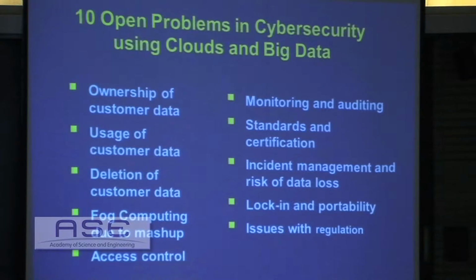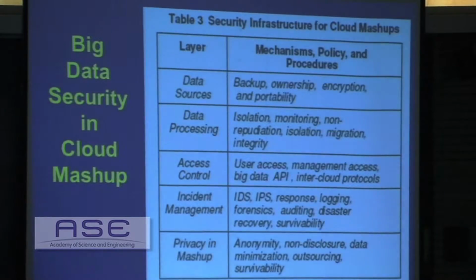Then I simply list about 10 most important open problems in using cloud, in using big data. I think many other speakers also mentioned this. I'm not going to go into detail due to limited time. And we do need a security infrastructure to cope with access control, processing control, incident management, and privacy control. All of these are important measures, as you can see here, or we set up policies for trust management, for example.